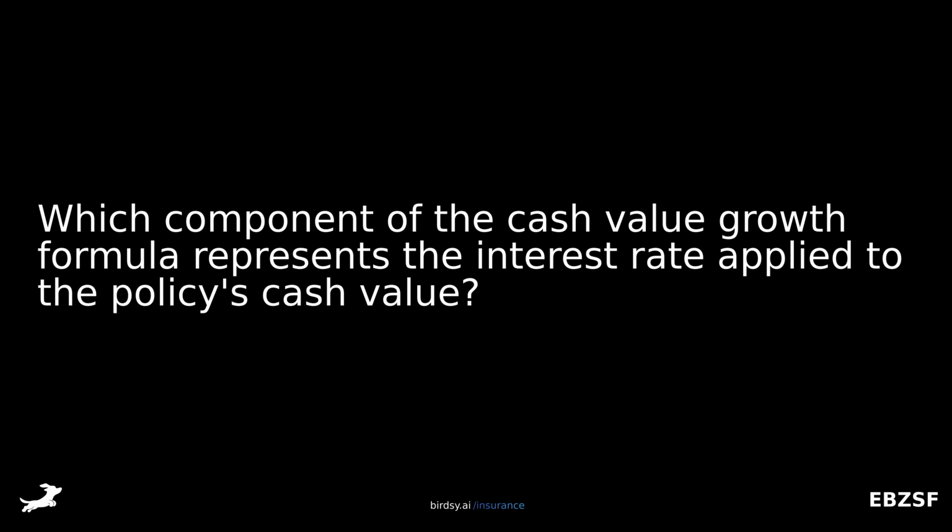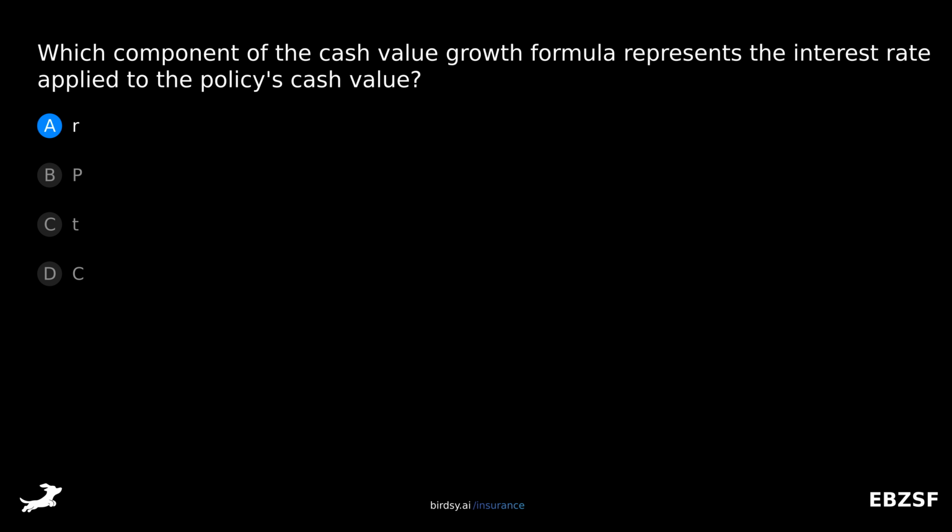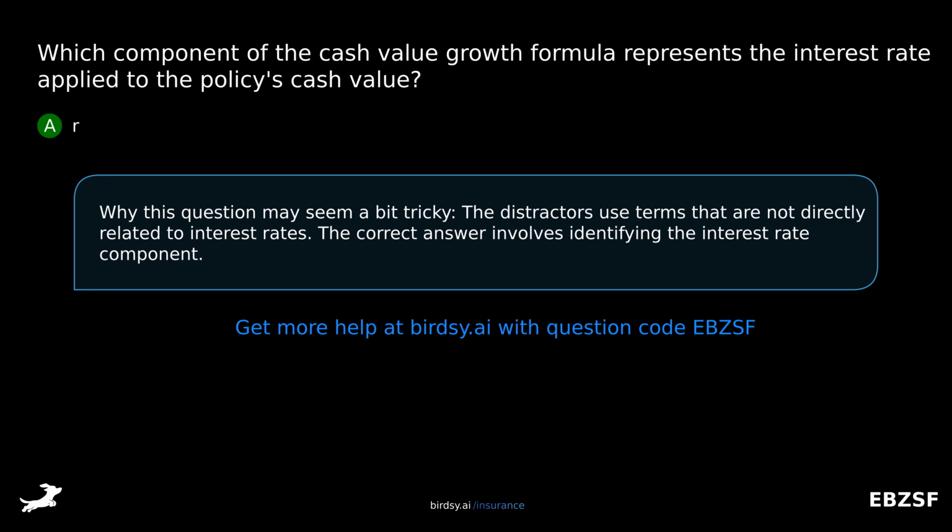Which component of the cash value growth formula represents the interest rate applied to the policy's cash value? Is it A, R, B, C, or D, S? The answer is A, R. Why this question may seem a bit tricky. The distractors use terms that are not directly related to interest rates. The correct answer involves identifying the interest rate component.